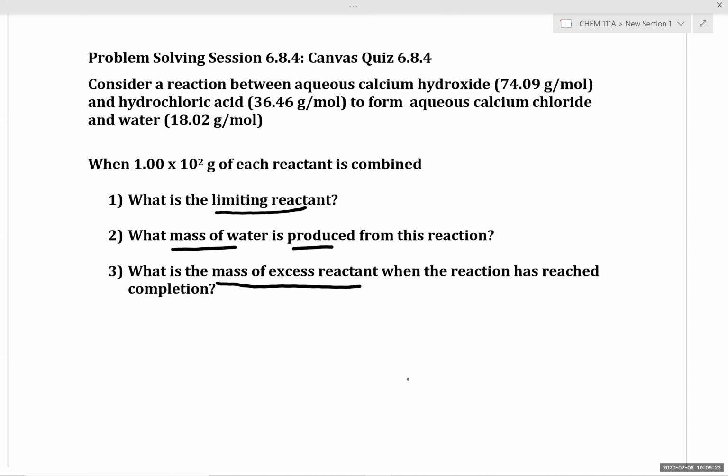And if you have a proposed balanced chemical equation, don't be shy to type it in the chat, and we'll discuss the first part of this example, just getting our balanced equation, in about another minute.